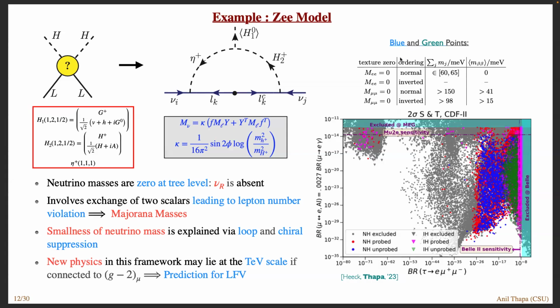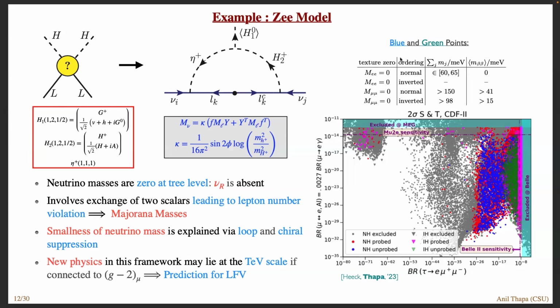The new field scale in this kind of framework may lie at the TeV scale if it's connected to, let's say, g-2. It can be connected to something else, but if it's connected to g-2, it has a prediction for lepton flavor violation shown by this plot. Here this is the branching ratio to mu to e gamma. This is the branching ratio to tau tri-lepton decay. All these gray shaded regions are excluded. The red and pink can be probed, but the blue and green cannot be probed through lepton flavor violation.